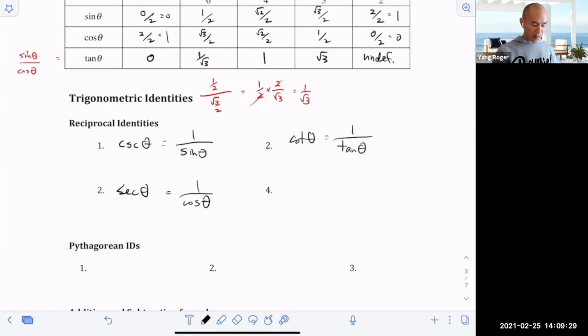So let's continue with these trig identities. The reciprocal of tangent of theta is actually 1 over cotangent theta. So I feel like that should be a 3 maybe. I feel like 3 and 4 are kind of saying the same thing. Okay.